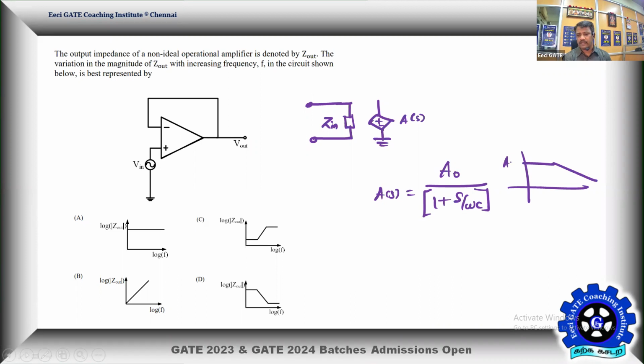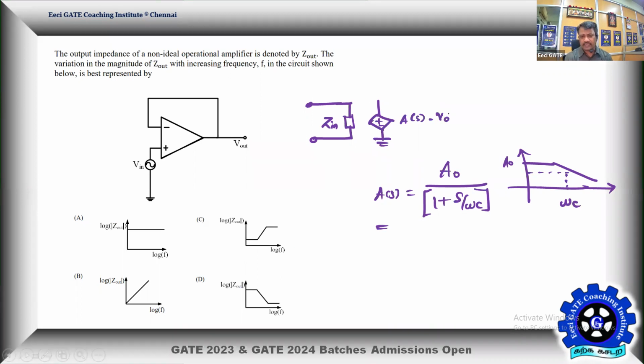So this is A naught, and this is the cutoff frequency omega C, an asymptotic Bode magnitude plot. That's your transfer function for the practical op amp, assuming this, because some play is there with respect to the transfer function. Let me take A of S into what?